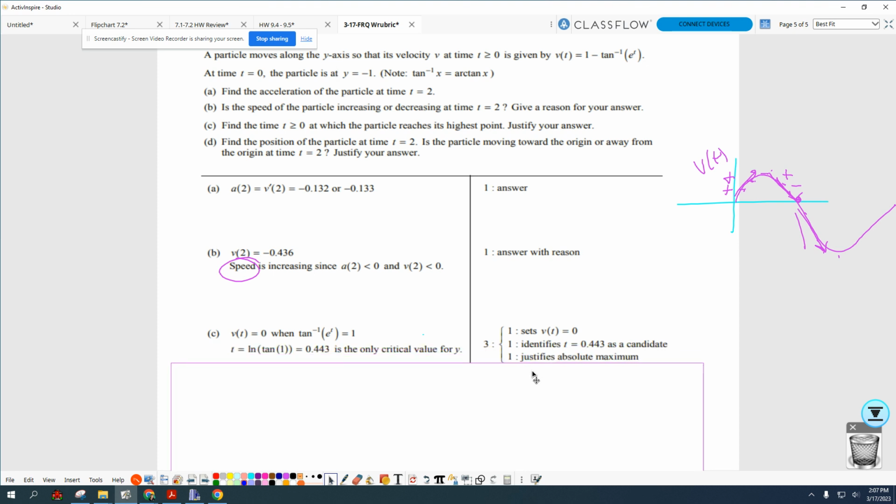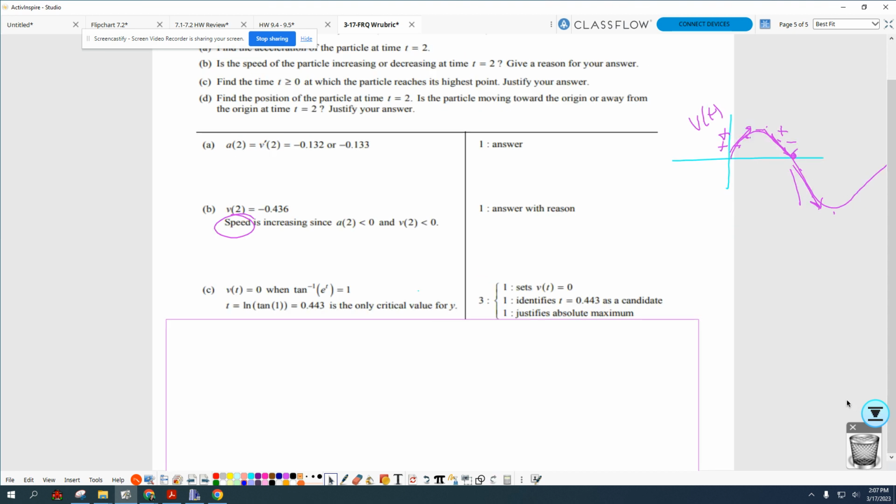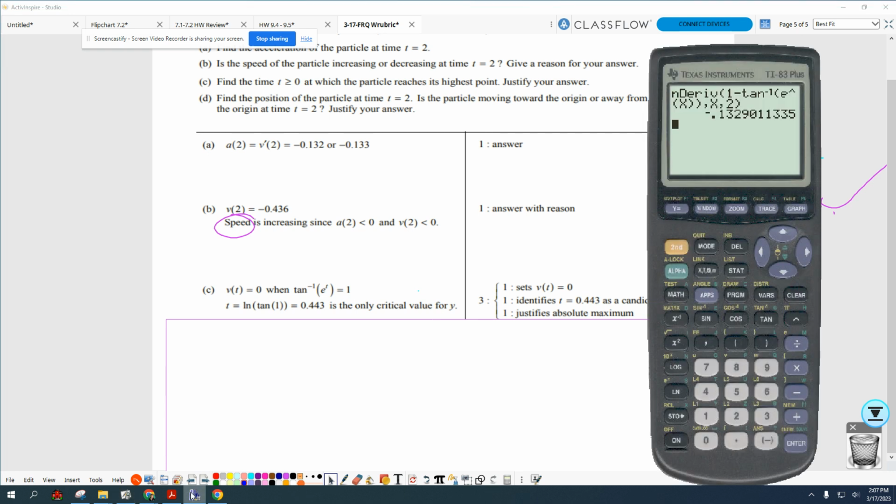Typing it in, solving it however you are good with using your calculator, find where that hits 0. It has exactly one critical point, and it's really close to 0. It's 0.443. Do the intercept. If you want to see how I did it, I typed in 1 minus arctan of e to the x, and I set my window from x values.